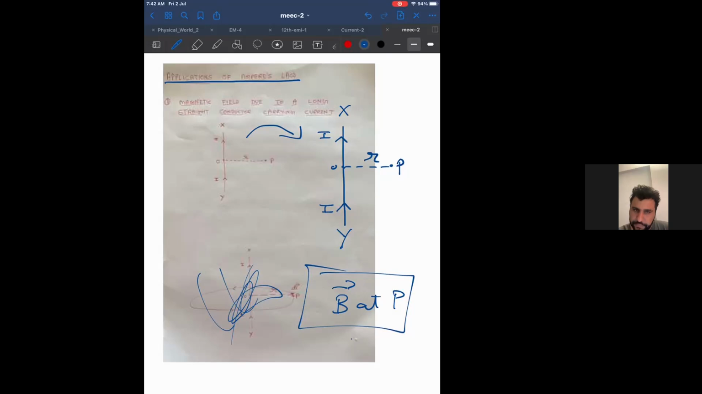So we have to find the magnetic field at P now. Correct.